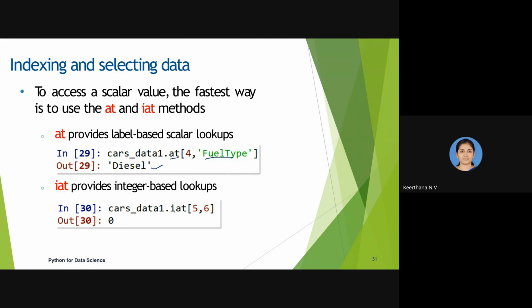So this is the sixth column and fifth row. What will be the value? It will be 0, so that will be printed. Keep it in your mind: at is for any type of data, and iat is for integer numerical position lookups in a data set.